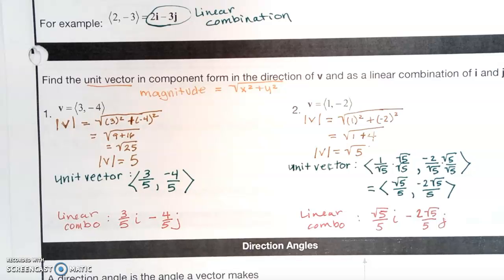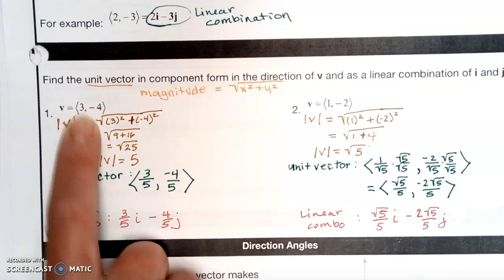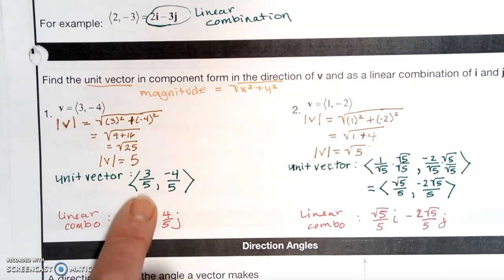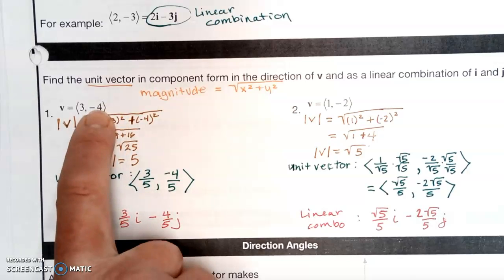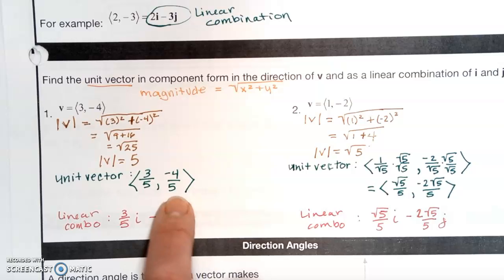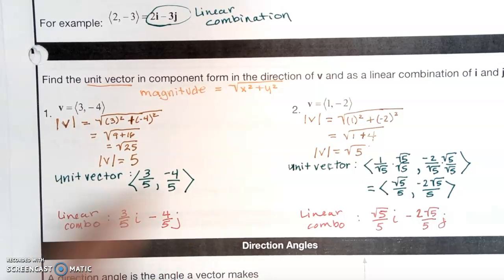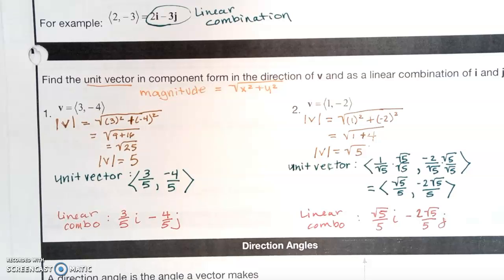So to write it as a unit vector, we take the actual value over the magnitude, so we call it 3 over 5, and we take the -4 and put it over the magnitude of 5. So as a unit vector, it's written like this. If they ask you to write it as a linear combination, you just take the first value with i and then the second value with j.